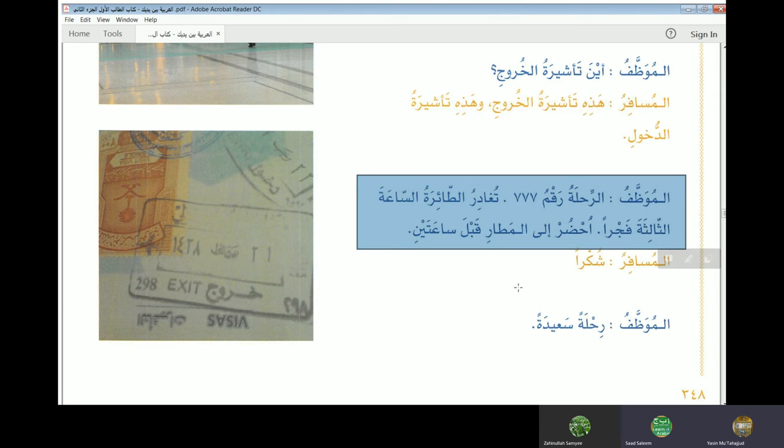Okay, that's 777. Sab'a sab'a sab'a. Yes, you can say sab'a sab'a sab'a, or you can also say sab'u mi'a wa sab'a wa sab'un. Yes, you can read it in both ways. Okay, 777.